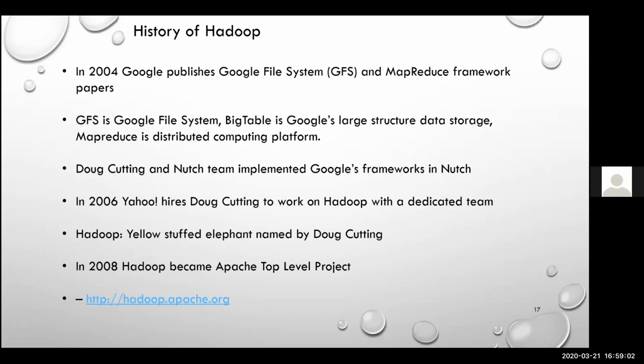As I said also in the initial phase of my class, in 2004 Google published the Google File System and MapReduce framework papers. And there they defined how they store a large amount of web data, and within the web data, how they search and how they analyze using the MapReduce framework.